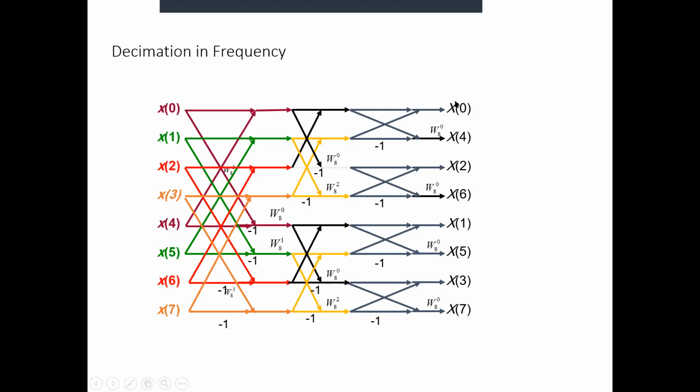Look please. First output represents X of 0. The second output represents X of 4. Third output, X of 2. Fourth will be X of 6. And here we have X1, X5, X3, and X7. So in this case, the output is not sorted. So you have to take X0, X1, X2, X3, X4, X5, X6, and X7. So you have to arrange the output at the end of the calculation.